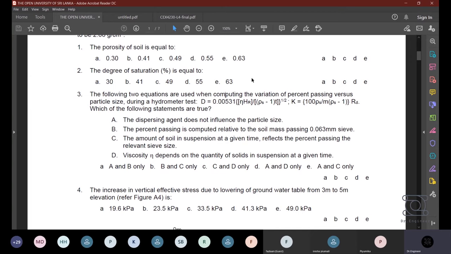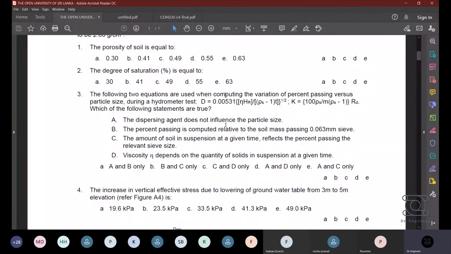The first statement says the dispersing agent does not influence the particle size. It's correct, right? The dispersing agent affects the percent passing, because the dispersing agent changes the density of our solution. To counter that, a correction is done here, that is this RD. In the K equals 100 rho S over M times rho S minus 1 into RD, the RD value is taken including the density correction. That is for the percent passing part, not for the dispersing agent and the particle size part. So obviously statement A is wrong. Sorry, does not influence.